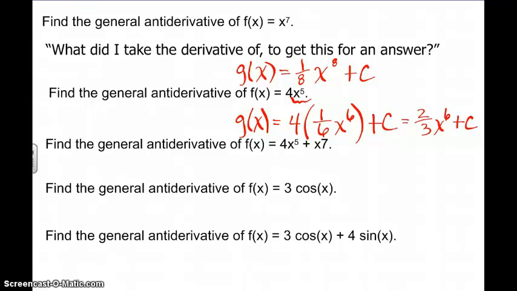So find the general antiderivative of f of x equals 4x to the 5th plus x to the 7th. I didn't fix that one, did I? That's supposed to be a superscript 7th. The antiderivative. So the question here is, does integration break up over addition? Because if it does, we can clearly see it's just going to be this antiderivative function plus this antiderivative function plus my constant of integration. And since differentiation breaks up over addition, it turns out that antidifferentiation will as well.